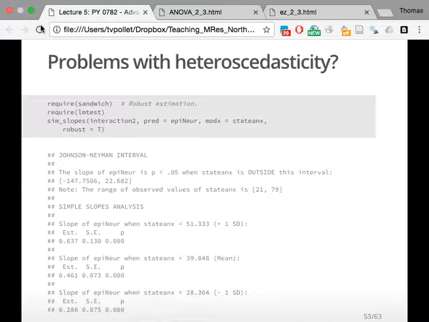In this case, correction doesn't really change any of the results. You can still see this range is more or less the same as we had before for the Johnson-Neyman interval. We can still see that the slopes are roughly the same in terms of significance and the same type of estimates, like 0.286, 0.637. This hasn't changed our conclusions anyway.